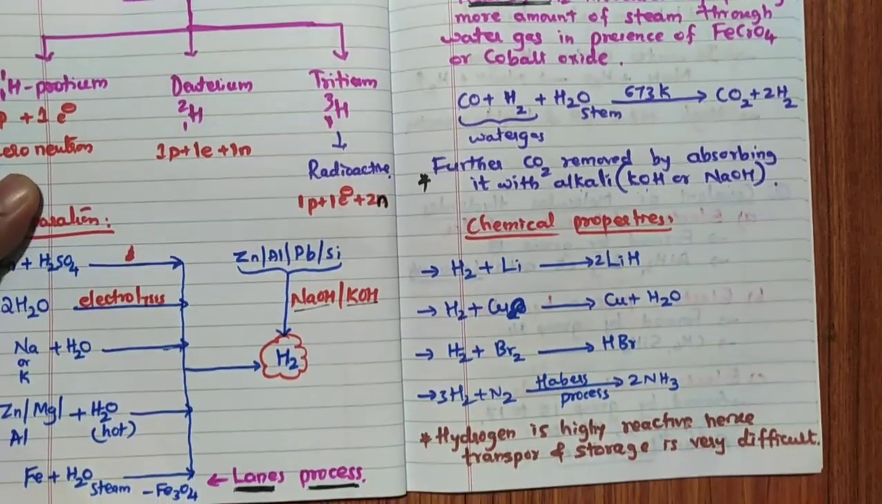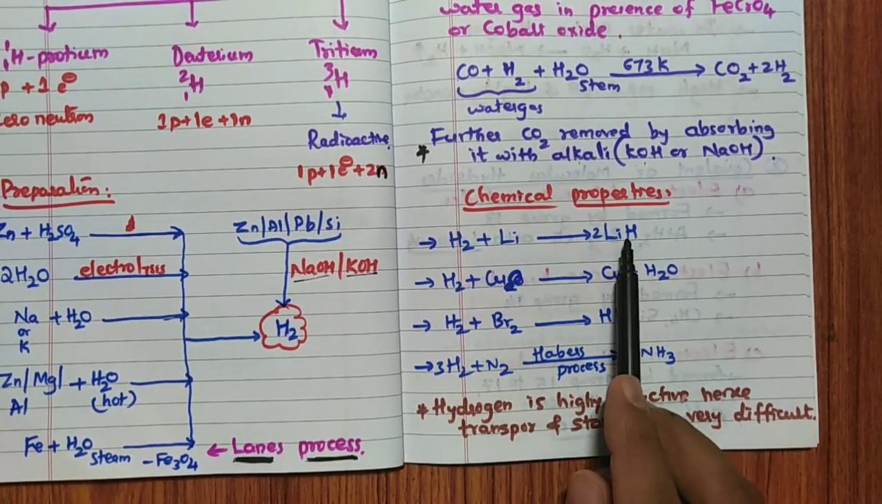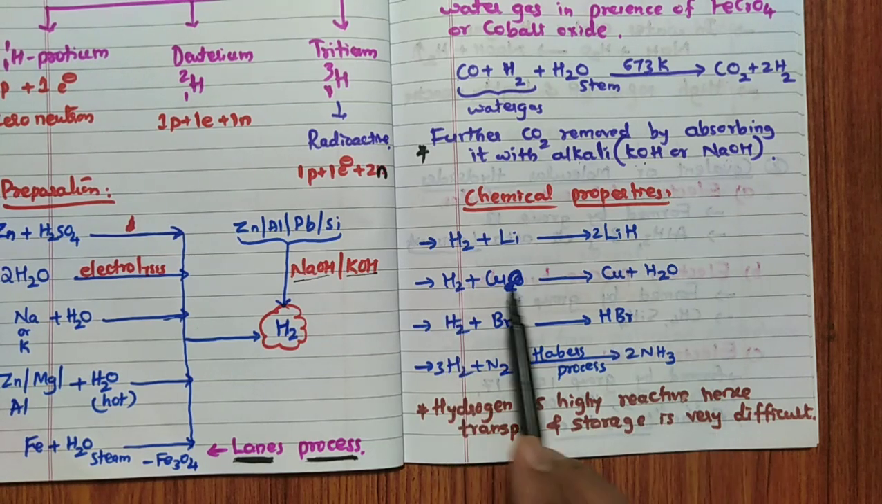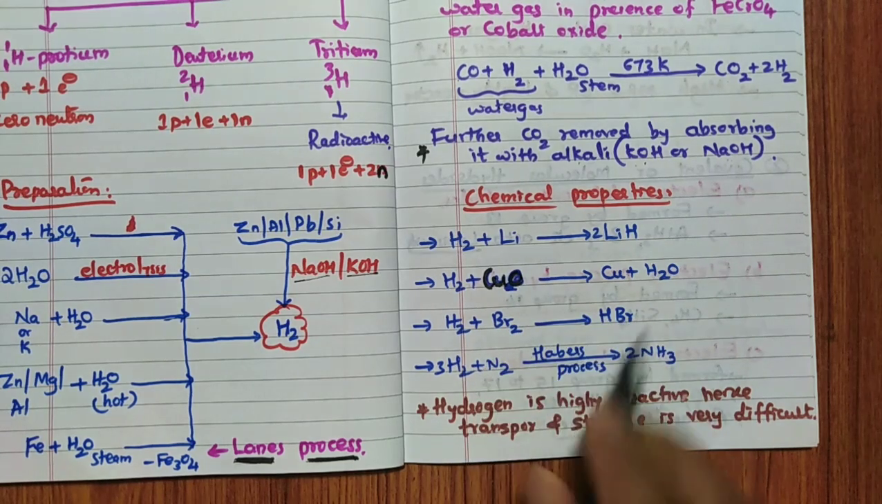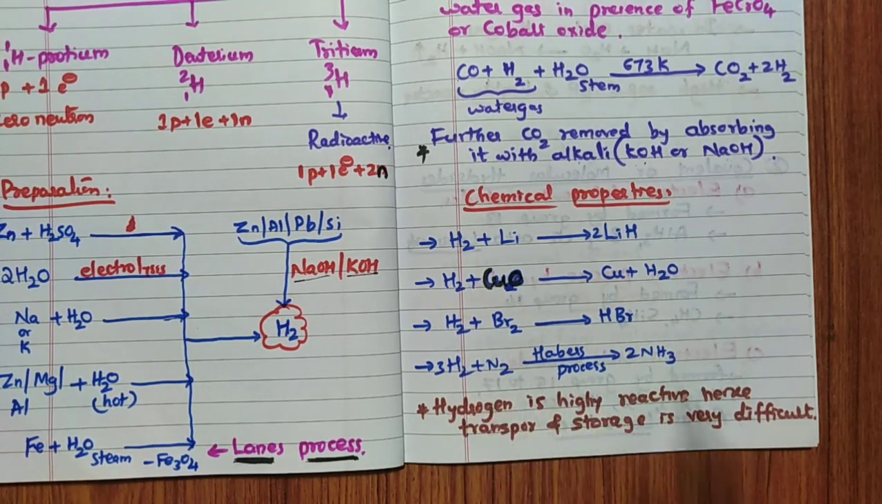Then chemical properties: with lithium or any metal, hydrides are possible. With copper oxide, CuO, it gives Cu plus H2O. H2 plus Br2 gives 2HBr. 3H2 plus N2 gives NH3, Haber's process, we know that. Then a very important point: hydrogen is highly reactive. Remember, highly reactive. Hence, transport and storage is very difficult for hydrogen. Hydrogen is also highly inflammable, so it can catch fire very easily.